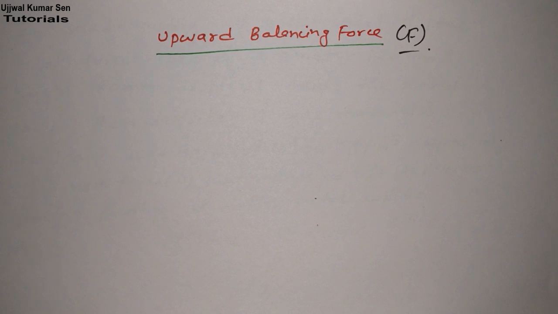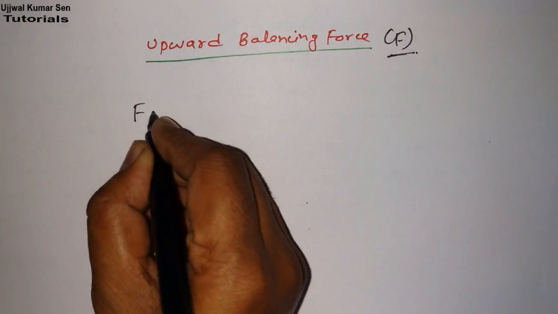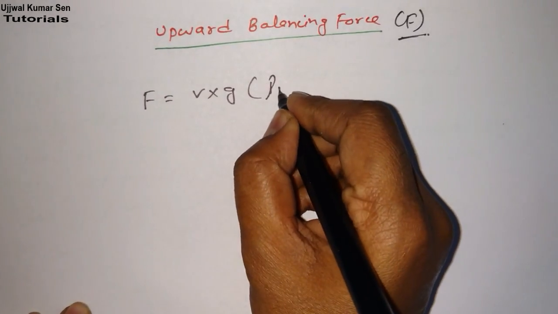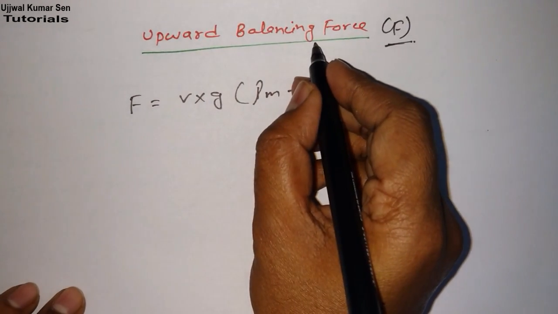So basically what happens, we do casting and we use core material, and here we have to find out the upward balancing force in the cavity. It is because of the molten metal and the core material, all things together, that are responsible for this. Suppose we denote this force by F, then F is equal to V into g into (rho m minus rho c). What is F? Upward balancing force.